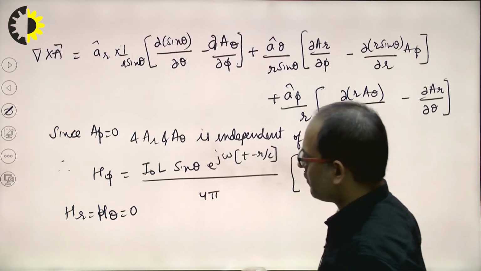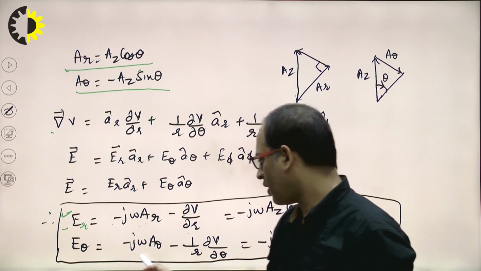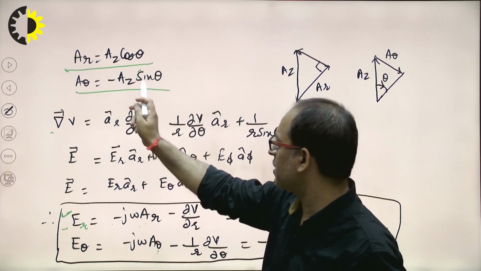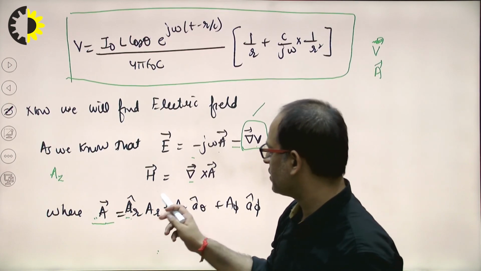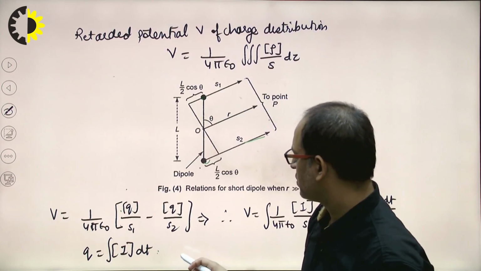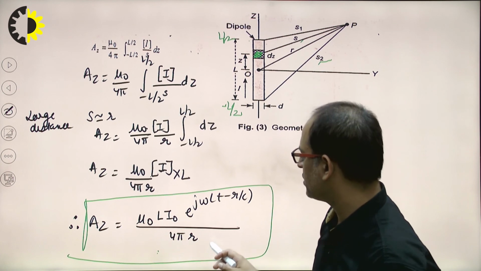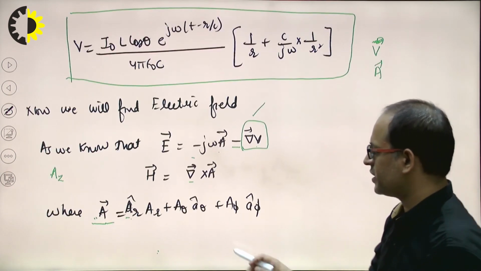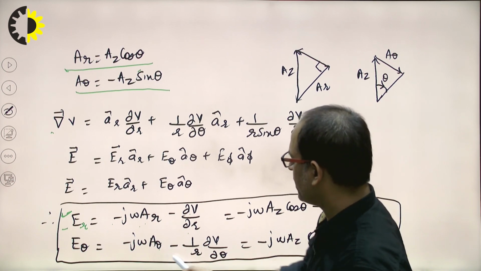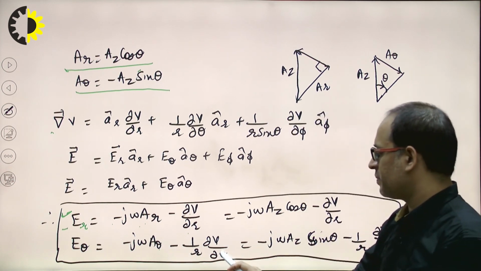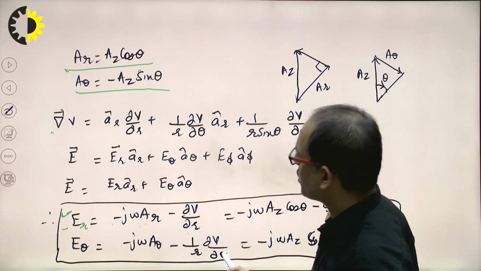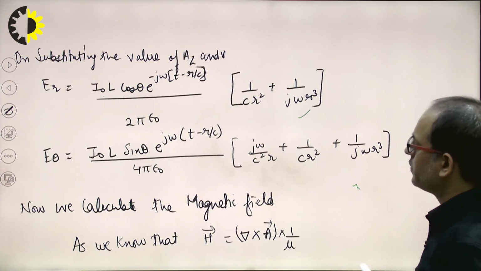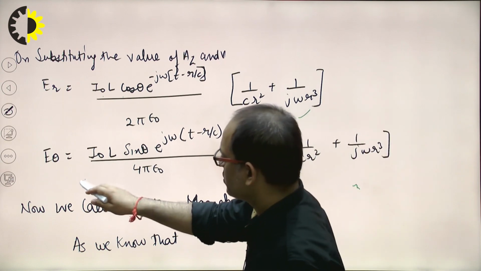Similarly, for E theta, put the value of A theta. A theta is minus AZ sin theta, and put the value of AZ, which was mu naught times this one. Put the values of AZ and A theta here, and take the partial differentiation of V with respect to theta. On putting this value, you will get E theta comes out to be this one.